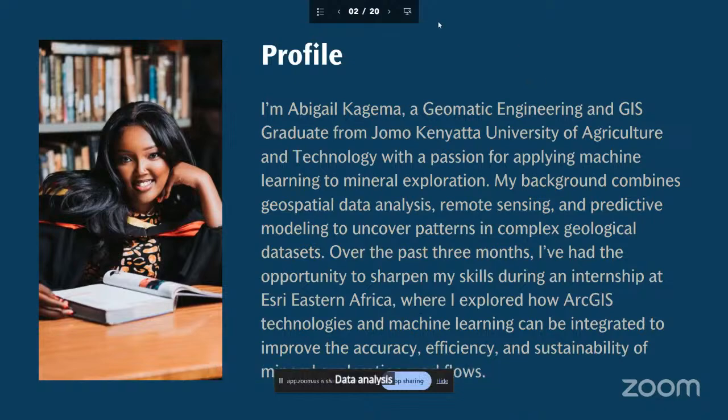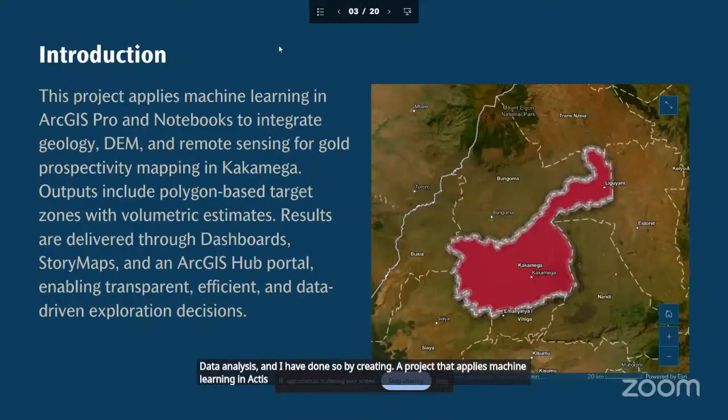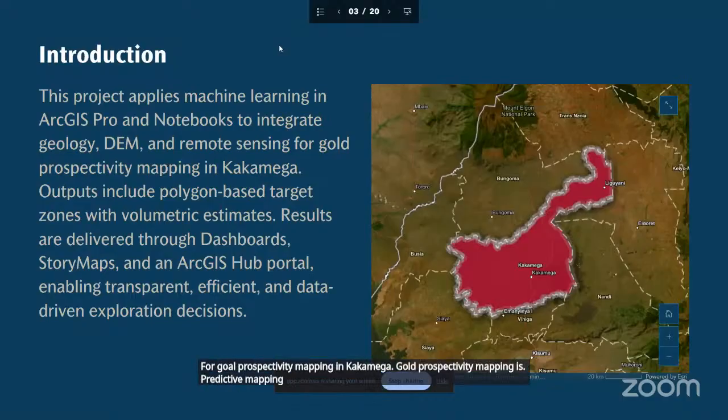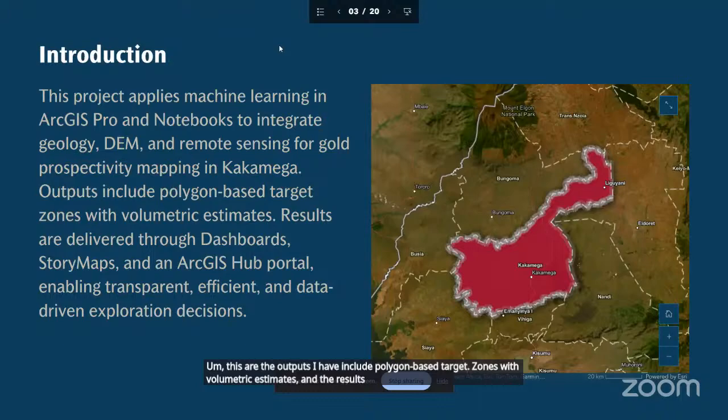And I have done so by creating a project that applies machine learning in ArcGIS Pro and ArcGIS notebooks to integrate various data sets for gold prospectivity mapping in Kakamega. Gold prospectivity mapping is predictive mapping for detecting where mineral deposits are. The outputs I have include polygon-based target zones with volumetric estimates, and the results have been delivered through ArcGIS dashboards, story maps, and the ArcGIS Hub portal.